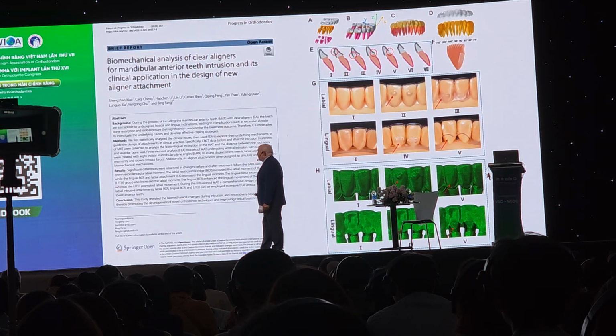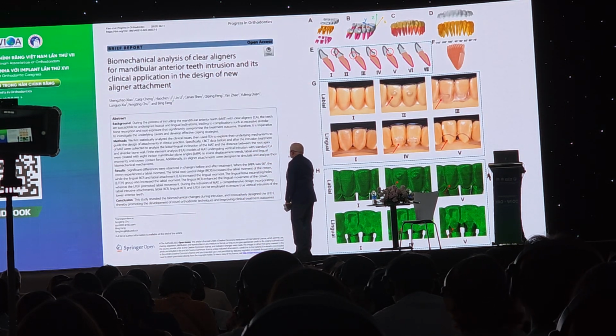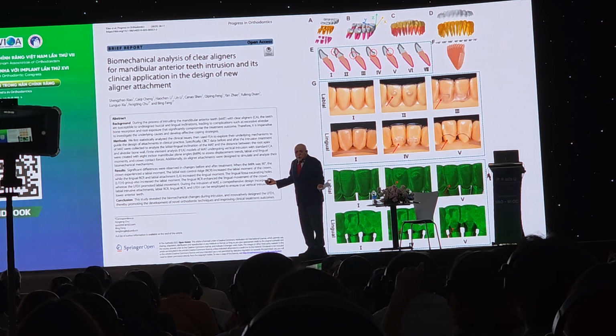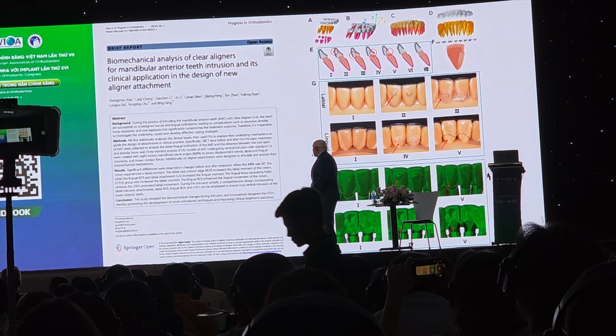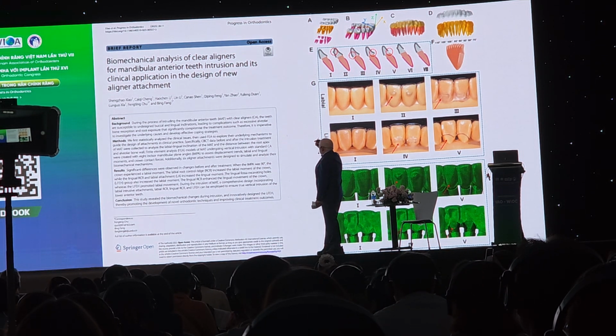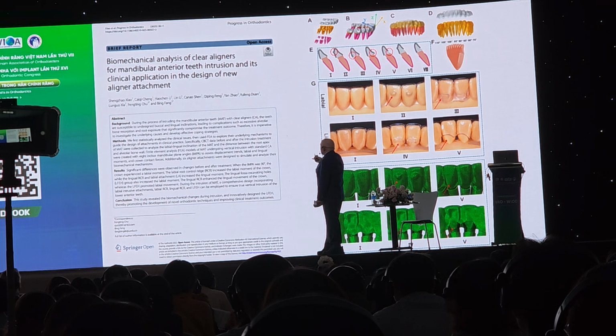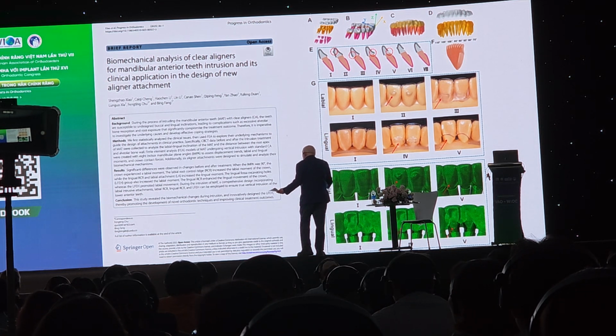These are the problems. This is also a study, and I am only showing you the latest studies from Progress in Orthodontics, one of my journals. Was my journal. So it talks about biomechanical analysis. This also comes from Shanghai. So there are some interesting studies.